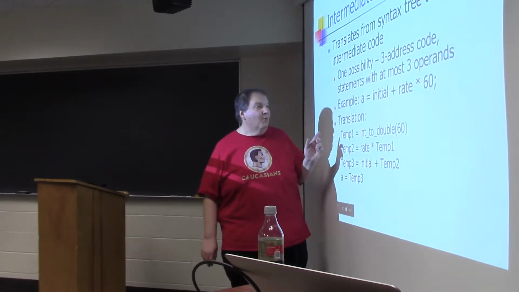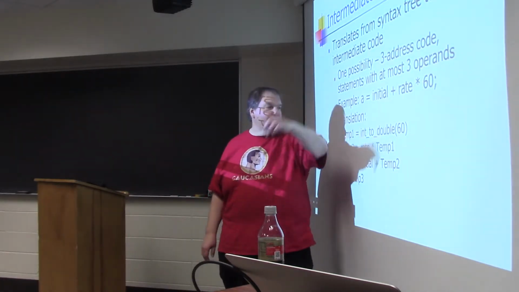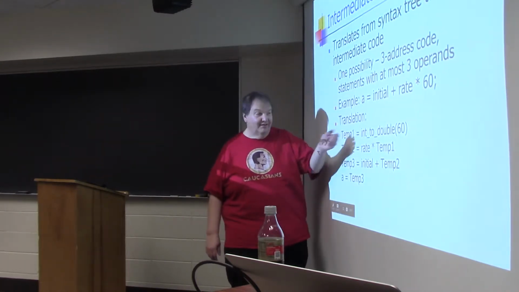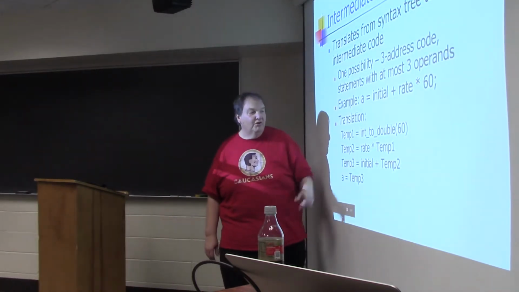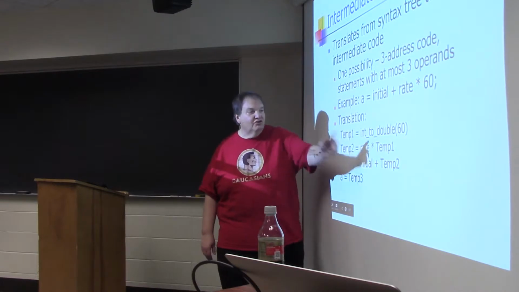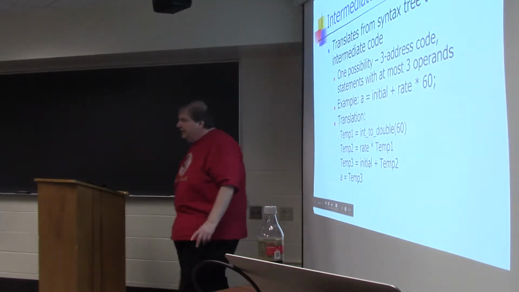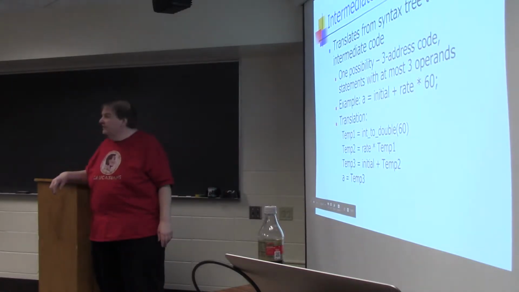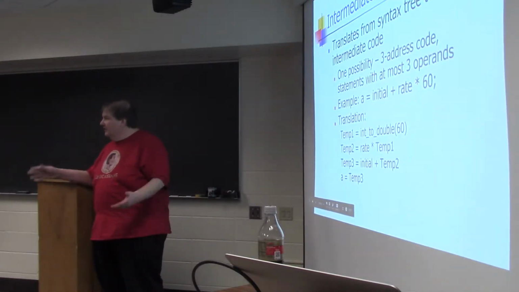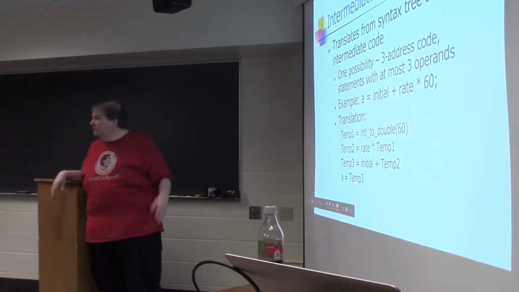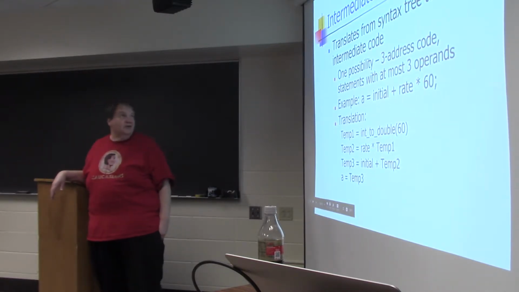Okay, so if I wanted to do initial plus rate times 60, well then I might set up a local to be that number 60, take that local and multiply it by the rate, add initial to that local, and then store that result in variable A. The temps become stand-ins for, okay, I'm going to need extra space to do some of this calculation. So that puts it much closer to machine language.